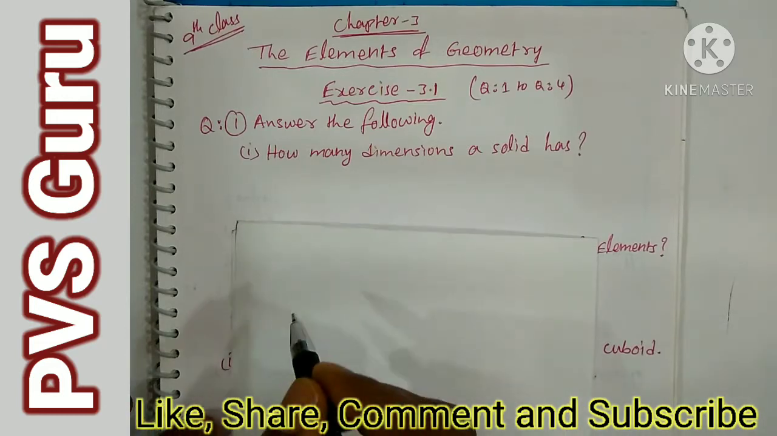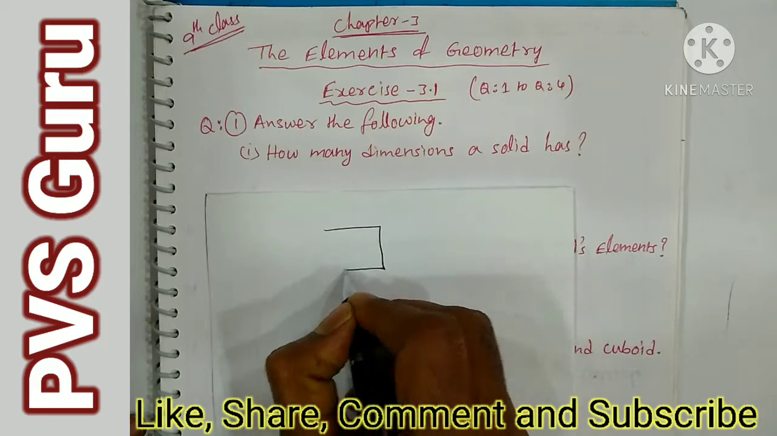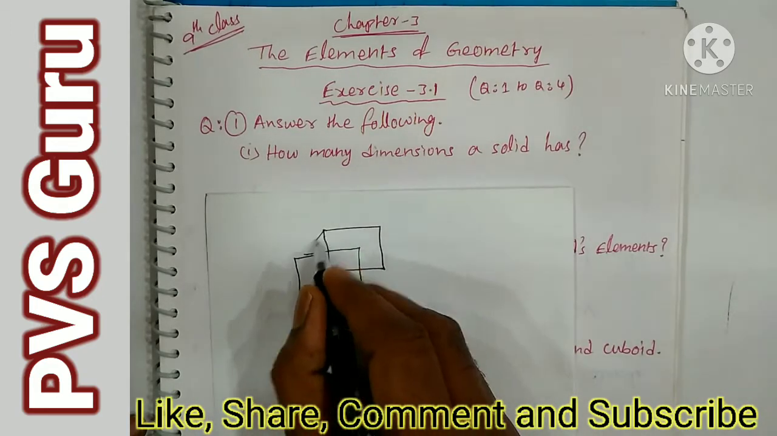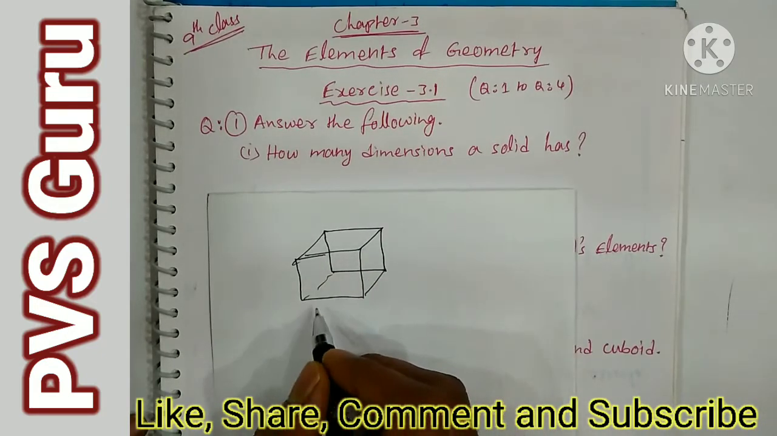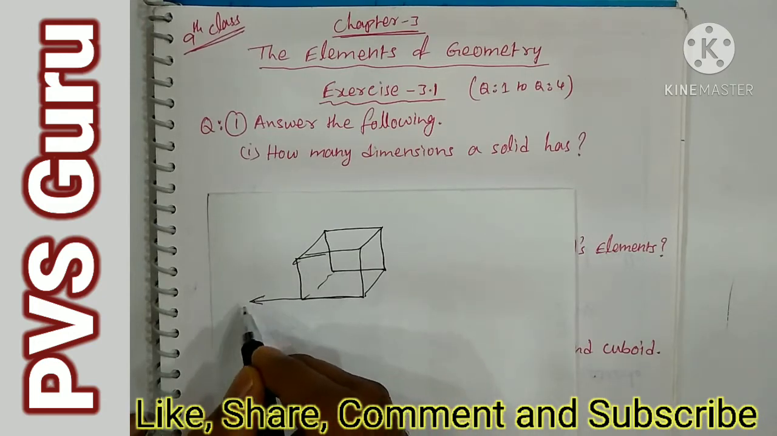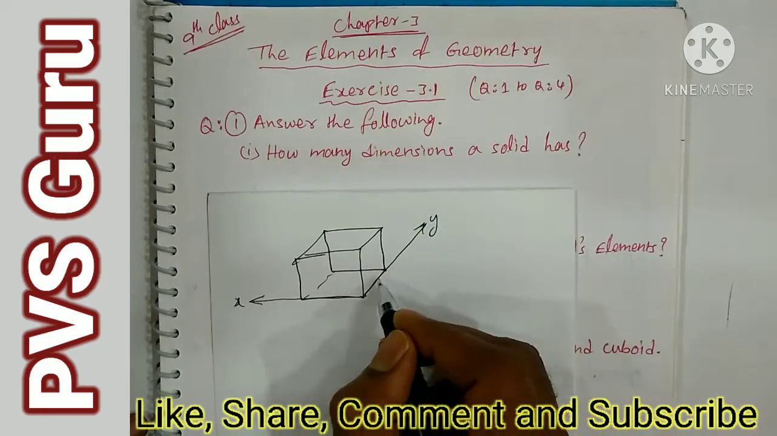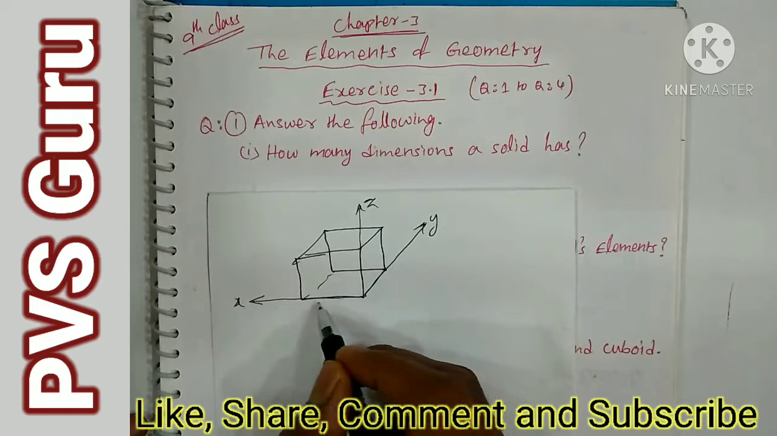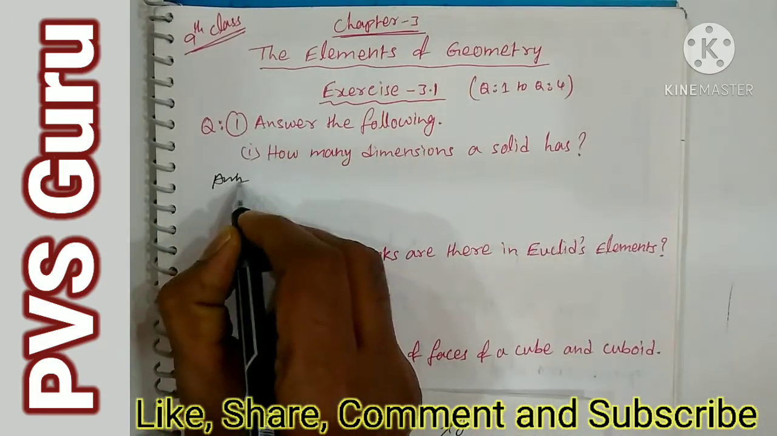Here solid means, for a better example, you take the cube. So this is the cube. The cube has 3 dimensions. Here you see, this is the x axis, this is the y axis, and this one is the z axis. 3 dimensions. So here you write down the answer.